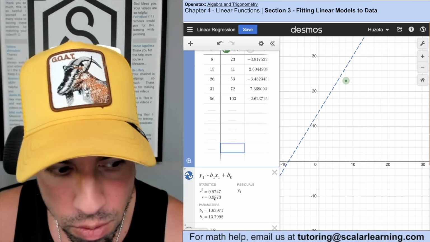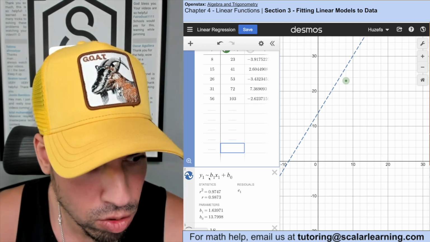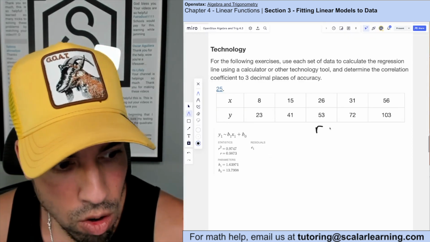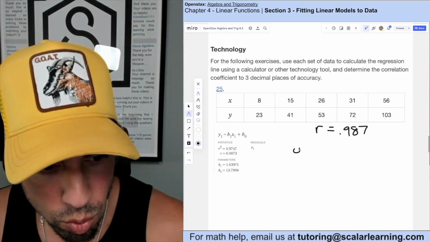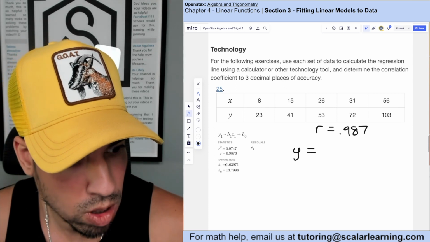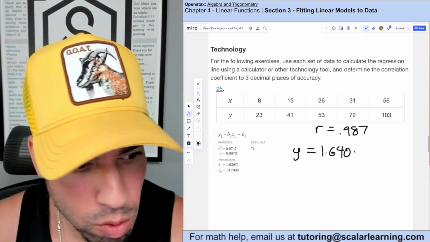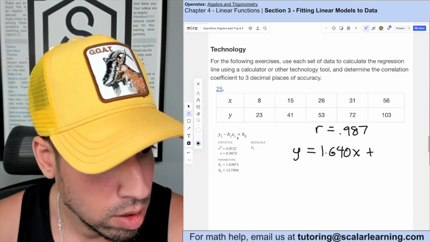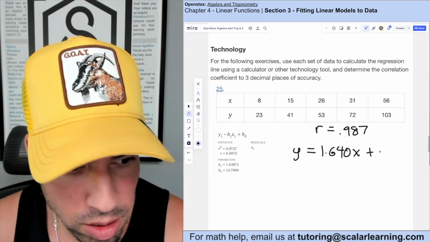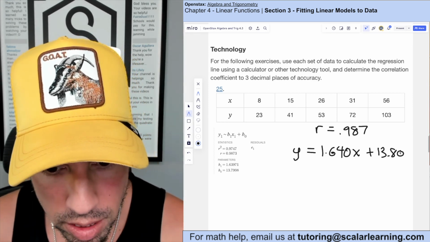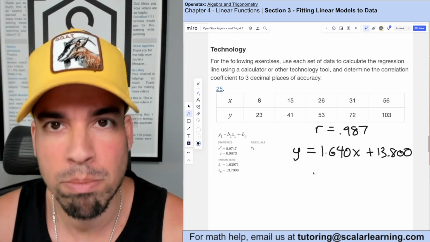We get the correlation coefficient of 0.987, and then we get B1 and B0. So now using these values, I'll say R equals 0.987, and the linear regression is Y equals B1, which is given here, 1.640x plus that B0 or B null, which if we round it to the nearest thousandth is 13.800. So there's your R value, there's your linear regression, boom, done.